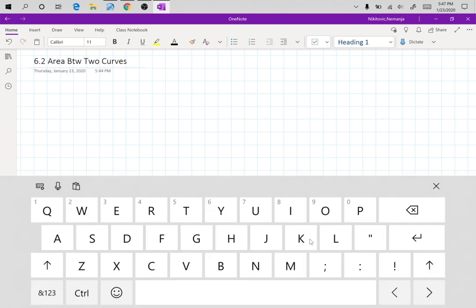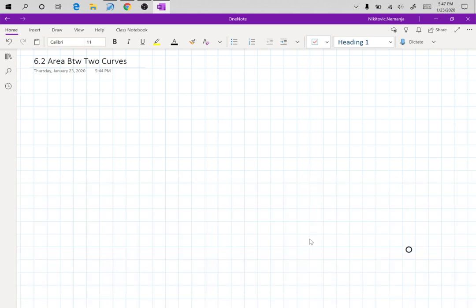Hello and welcome to Calculus 2, our first section of the semester, 6.2, area between two curves. It is going to use integrals. Chapters 6, 7, 8, 9, it's all integration.